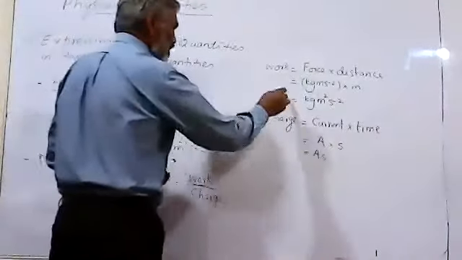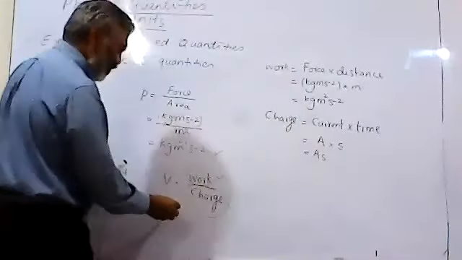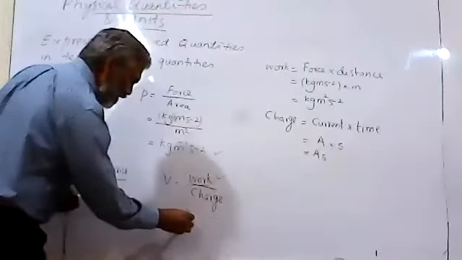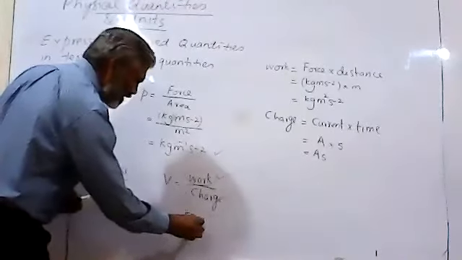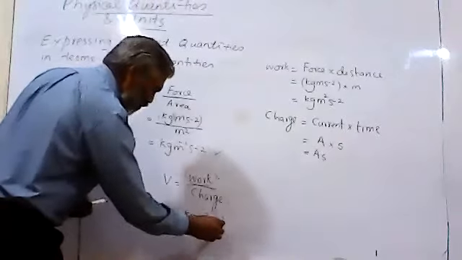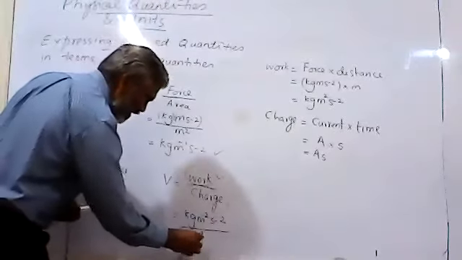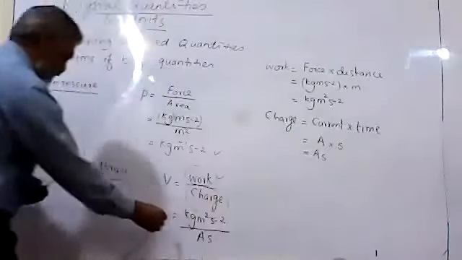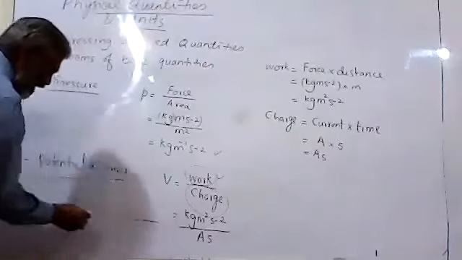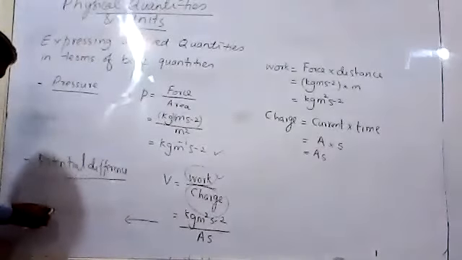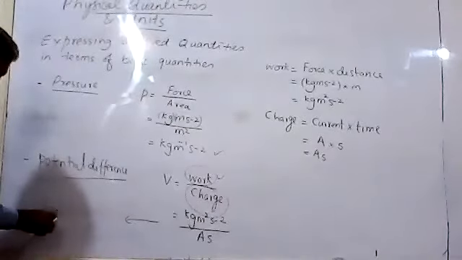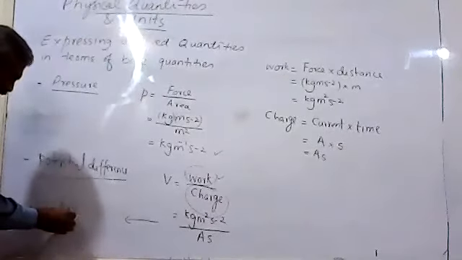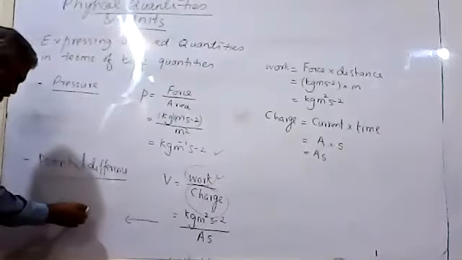Now use work and charge in this equation for potential difference: kilogram meter square s minus 2 for work, and charge is AS. When you simplify them all, let's do it on this side. It is kilogram m square A minus 1 and S minus 3.